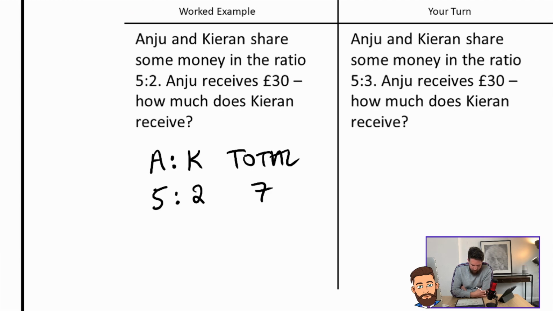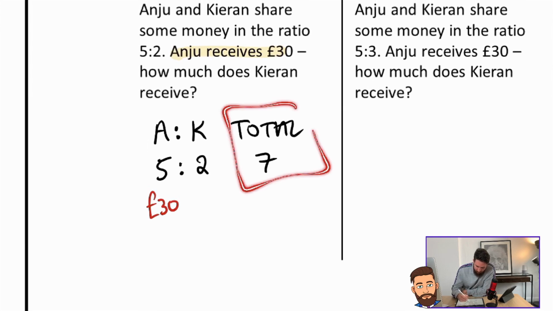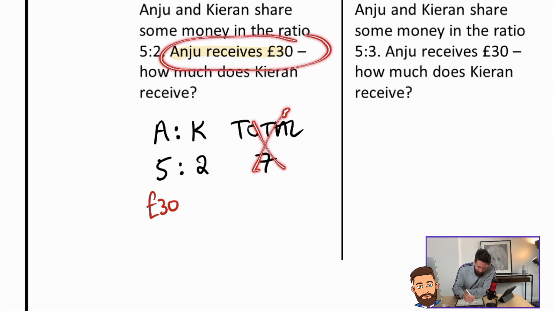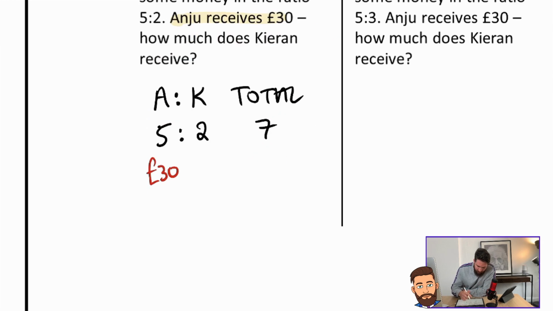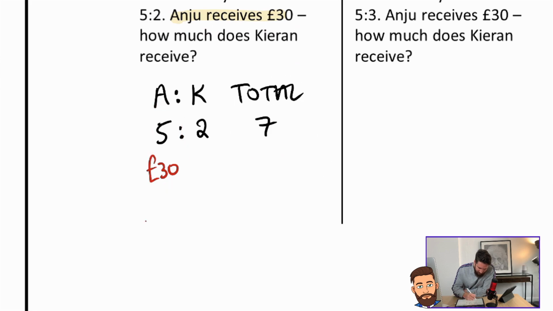Okay, well, if we read the question, Andrew receives £30. So where would I write that? I would write that underneath Andrew, because it's how much he's getting. So I'm just going to write £30 underneath there. Not under the total, because they're not sharing £30. Andrew is receiving £30. This tells me that 5 parts is 30, so 5 parts equals 30 quid.